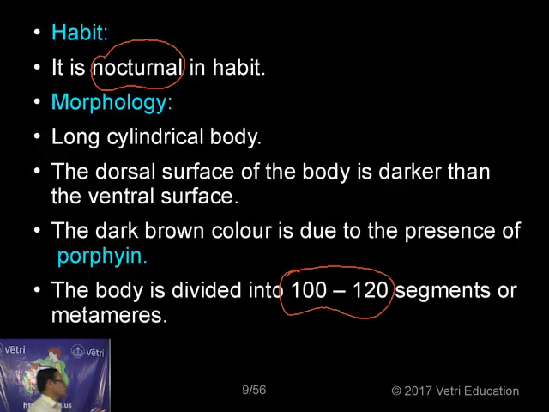In the case of the earthworm, the pigment is called porphyrin. What's the name of the pigment found in the skin of earthworm? That is porphyrin, responsible for the dark brown color.